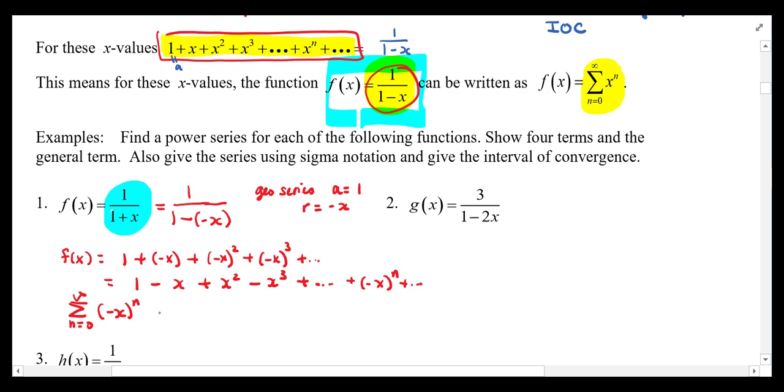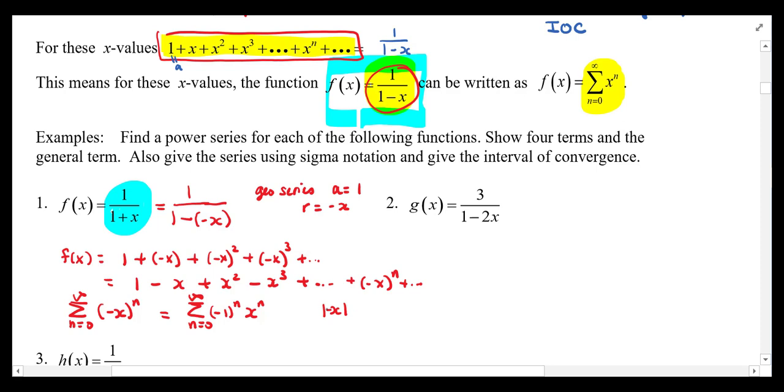Or sometimes people like to rewrite this as the sum, n approaches infinity, n equals 0 to infinity, and I'll separate this as negative 1 to the power n, and then also x to the power n. Okay? Last but not least, the interval of convergence here would be the absolute value of x being, oops, not x, but negative x, right.